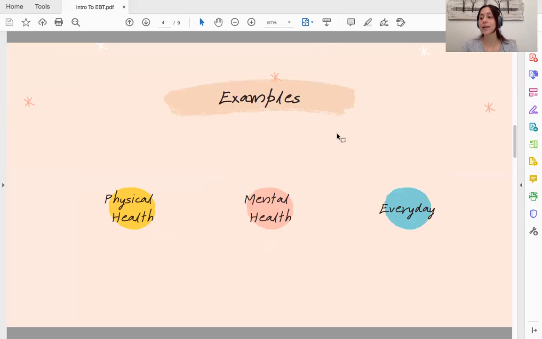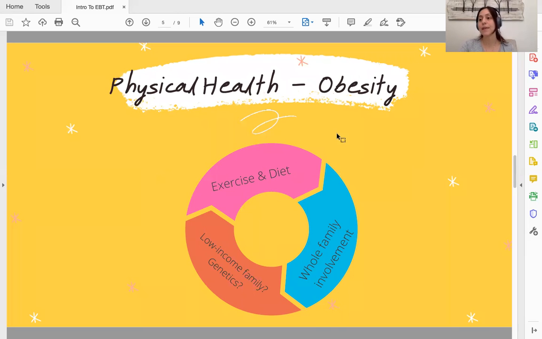All right, so now we're going to try applying these different components or looking at these different components by looking at some examples in physical health, mental health, and an everyday example. So we'll start with physical health. In the context of physical health, let's consider obesity. First, please know I am not a doctor and have 0 medical training, and this is an illustrative example only.